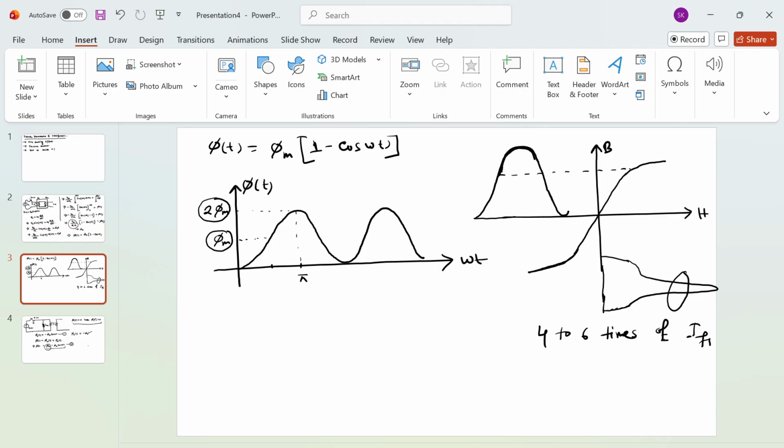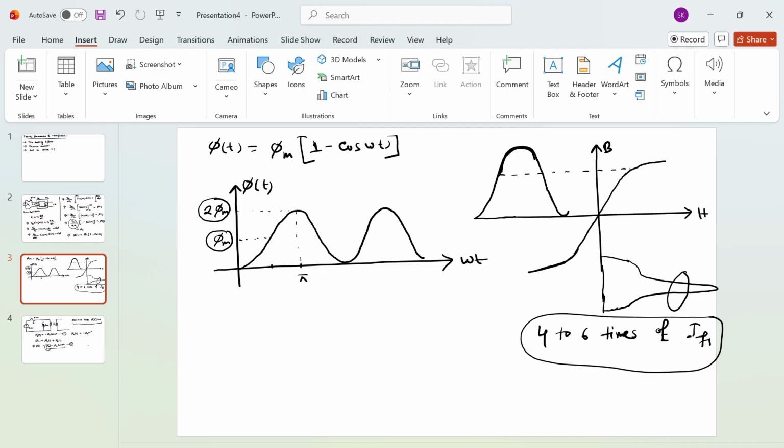And this large current can actually damage the windings of the transformer if it flows through the winding for a few cycles. If it flows through the transformer winding, it can damage the winding. Now, how can we avoid this phenomenon?